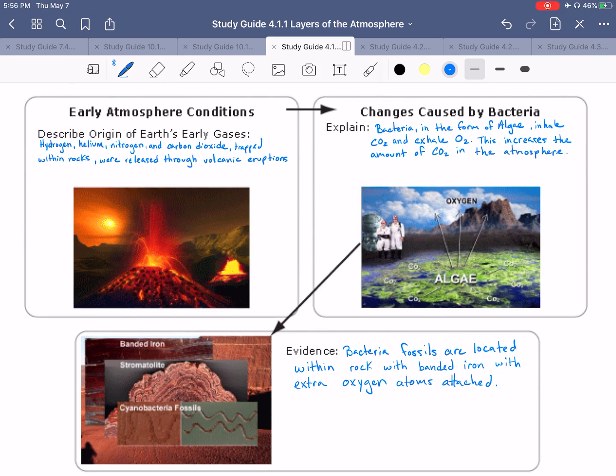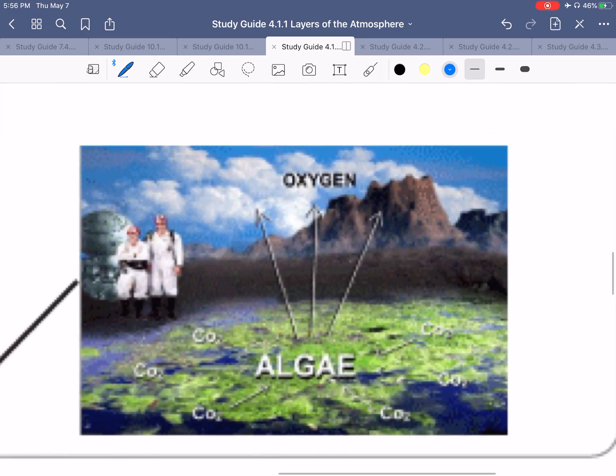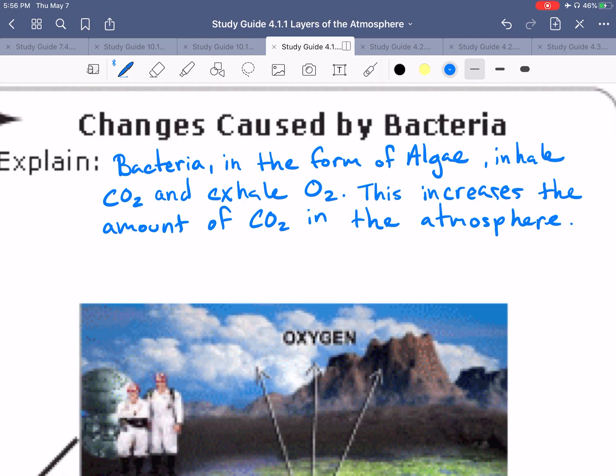So afterwards, some changes were caused by bacteria. Bacteria in the form of algae inhaled CO2 and exhaled oxygen. This increased the amount of oxygen in the atmosphere. Oh, I wrote CO2. That should read O2. So this increase in the amount of oxygen in the atmosphere was called the oxygen revolution.